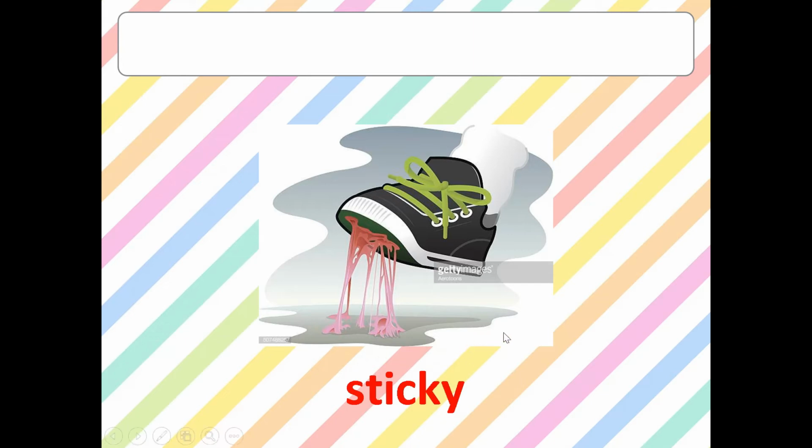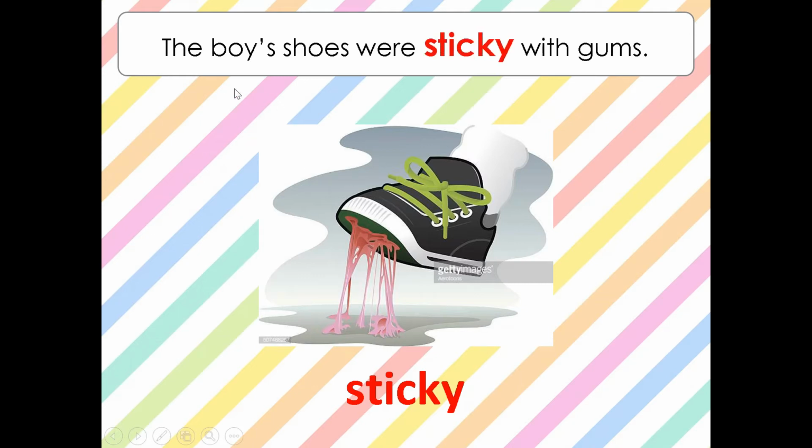The picture explains itself. So I have an example here. The boy's shoes were sticky with gums. The boy's shoes were sticky with gums. Please write it down and take time if you are writing with a slow motion.